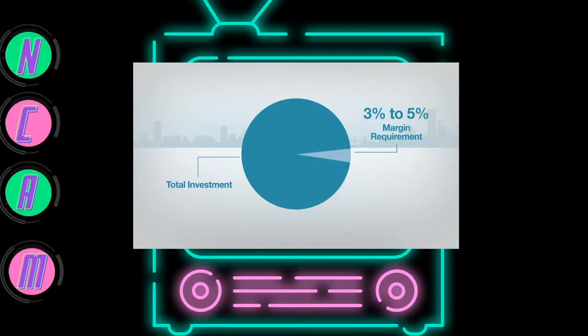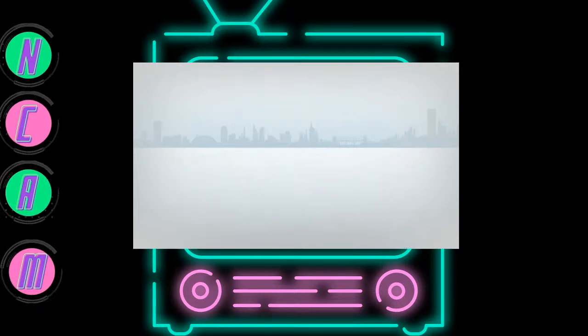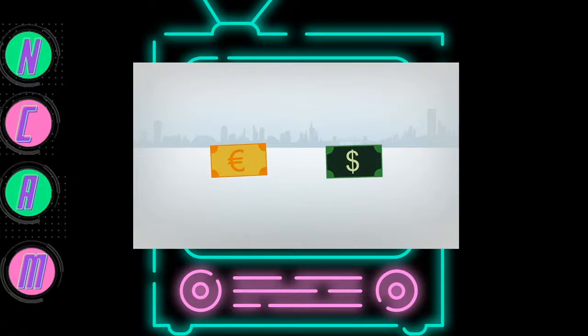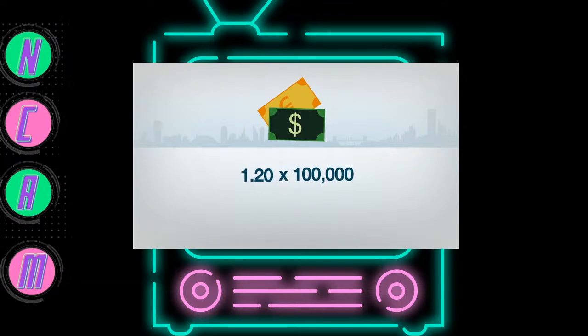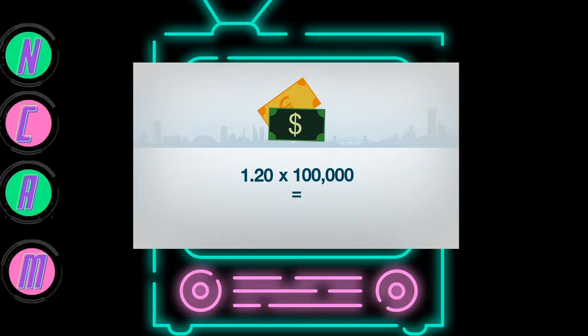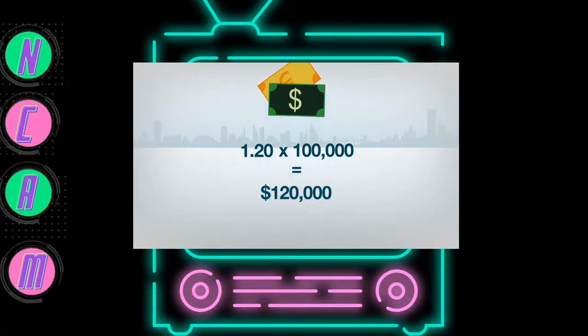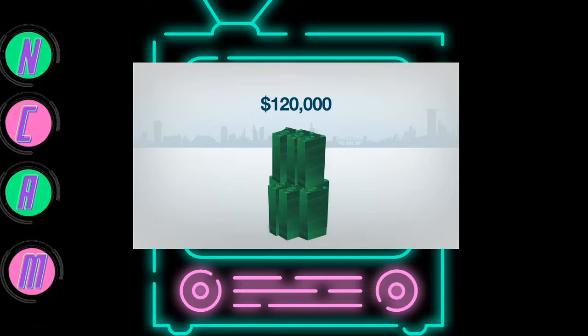To understand how margin is calculated, let's look at an example using the euro versus US dollar pair. Say this pair was trading at 1.20 and an investor wanted to buy a standard lot or 100,000 units. The total cost of the trade would be $120,000. That's a lot of capital. However, the investor doesn't have to pay that full amount.